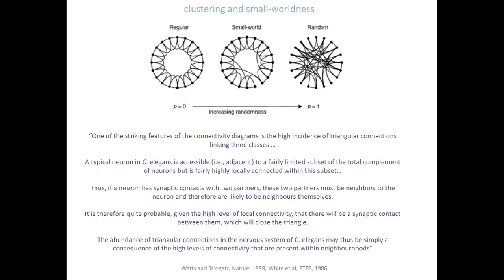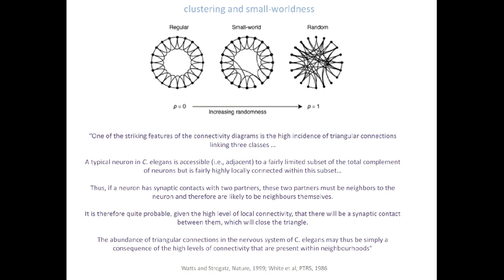And just qualitatively, they note this. They say, one of the striking features of the connectivity diagrams is a high incidence of triangular connections linking three classes. A typical neuron in C. elegans is accessible to a fairly limited subset of the total complement of neurons, but is fairly highly locally connected within this subset. So that's saying it's accessible to only a subset, but it's very locally connected within the subset.